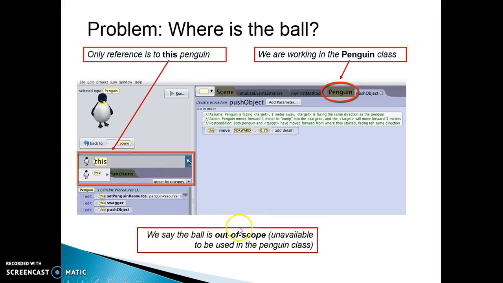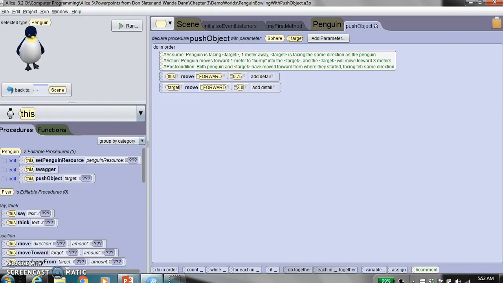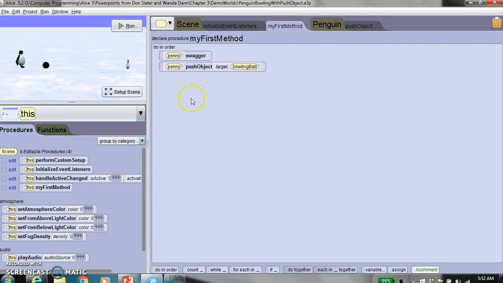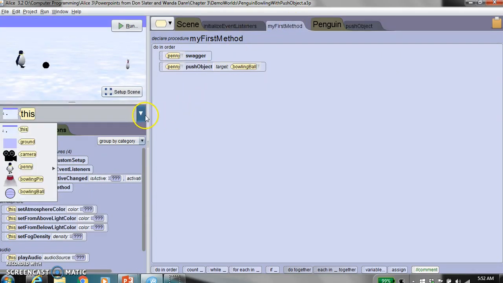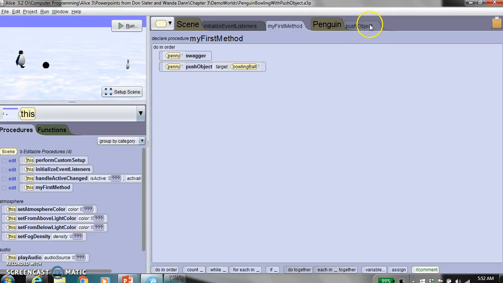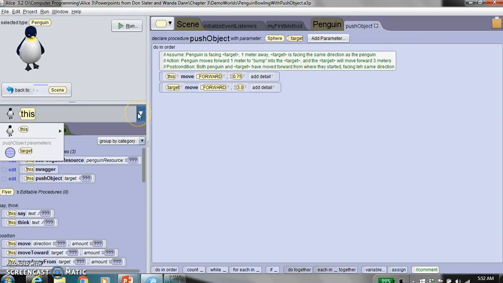Let me show you. Hang on a second. Okay, I'm in the penguin class right here, and if I scroll down, really my options are this and target. Don't worry about target right now. So that's all I have in there. I don't have the ball in there. Do you see that? If I go to my first method, then I got lots of options of things. But if I'm in this procedure under penguin class, my only options of things to move are the penguin, or this. Okay, so that's really important.